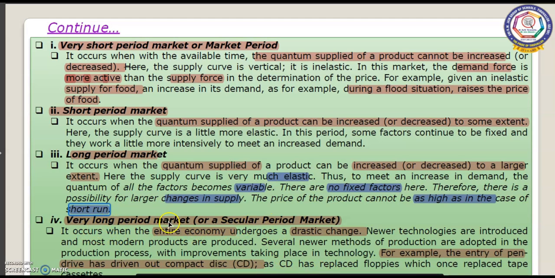Next one, very long period market or a secular period market. It occurs when the entire economy undergoes a drastic change, total change. So newer technologies are introduced and most modern products are produced. Several newer methods of production are adopted in the production process, with improvements taking place in technology. So for example, you can take the entry of the pen drive, which has driven out the compact disc, and then the CD has replaced floppies, which once replaced tape cassettes.